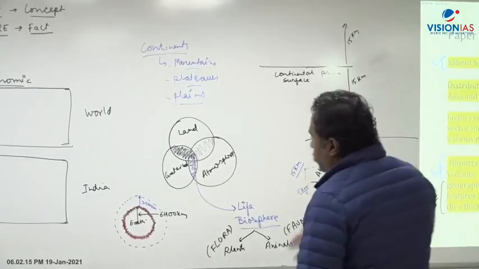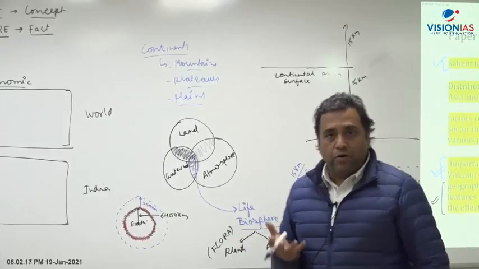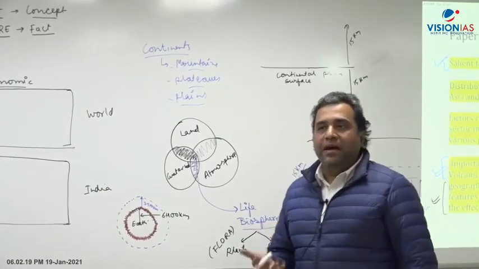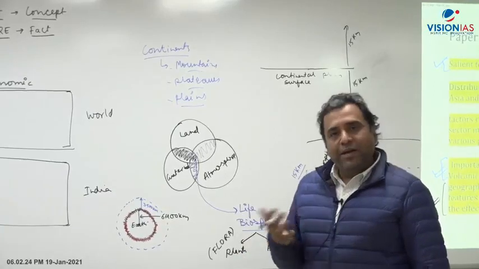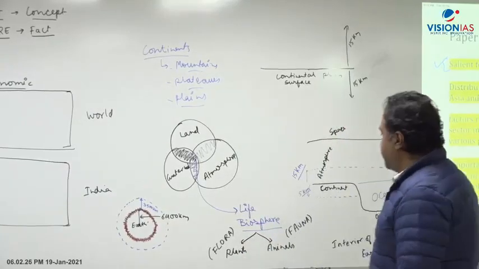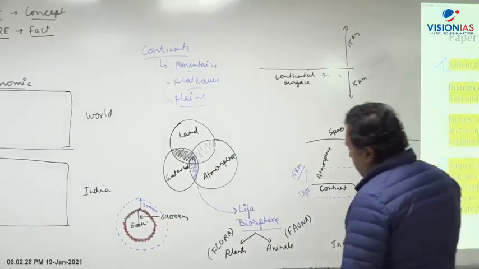Biomass means total mass, the total weight of all the plants and animals. The total mass of all the microbes is more than that. Okay, but anyways, come back.